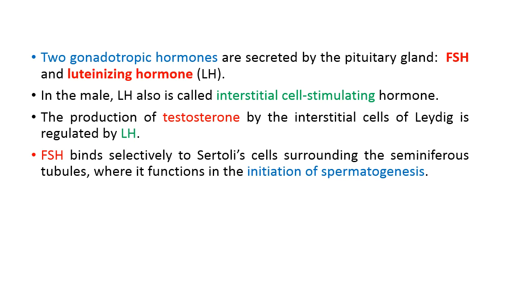As you can see, the follicle stimulating hormone is very important to act on the Sertoli cells, and it functions in the initiation of spermatogenesis, while the luteinizing hormone, which is called the interstitial cells stimulating hormone, will stimulate the Leydig cells to produce testosterone.